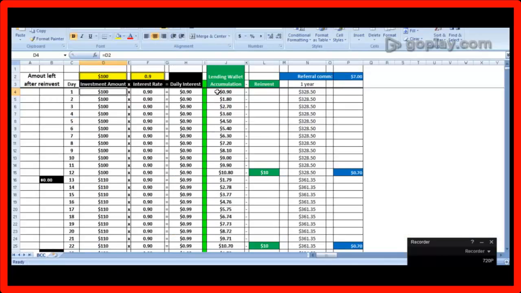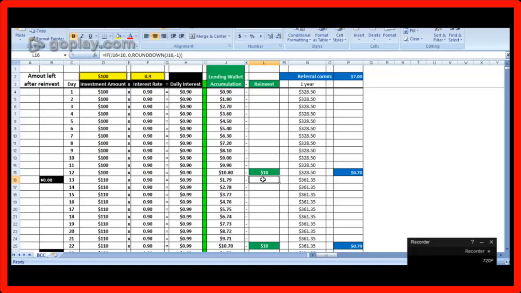So every day you're going to let that interest just go into your wallet, and then you'll see this $10 or this green block here. The minimum reinvestment amount is $10. So that's why you have to wait till at least that to make your next reinvestment amount.